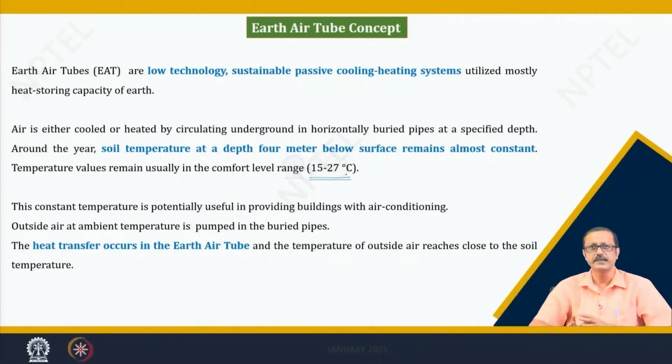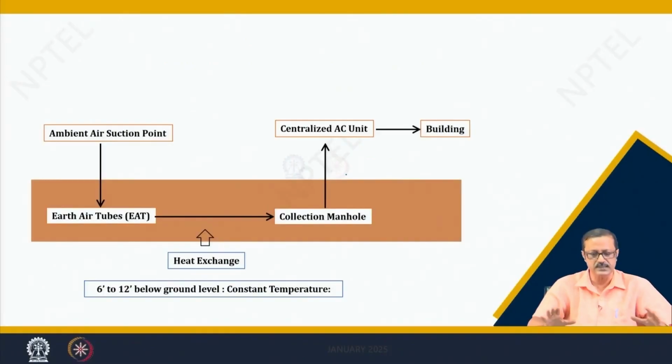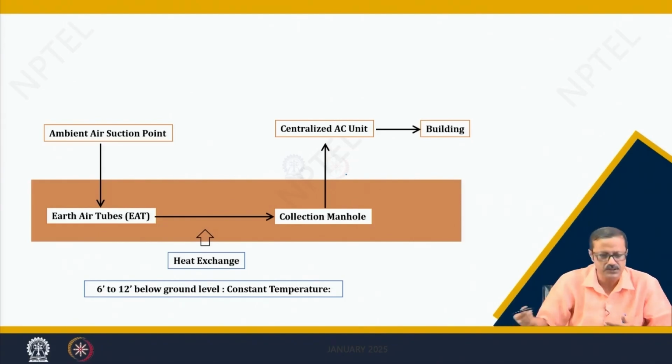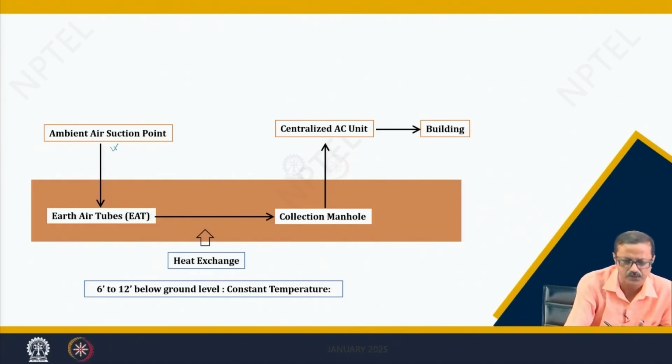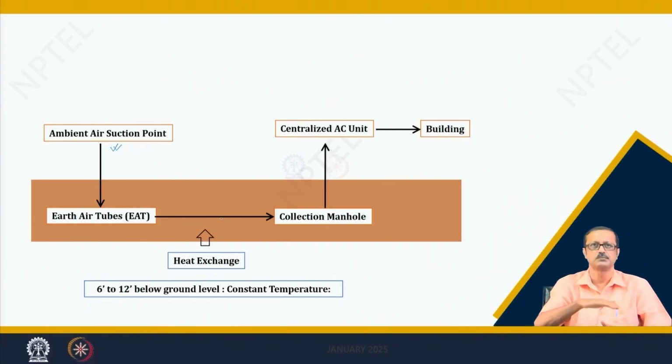So, if heat transfer can take place in that particular zone, in the time of summer, suppose this is the earth, and below the earth I have some arrangement of metal pipes, and through the metal pipes air is circulating. Which air? It is the ambient air from some suction points. I am taking it in, and that air is passing through below the surface, 6 feet to 12 feet below, and it is circulating.